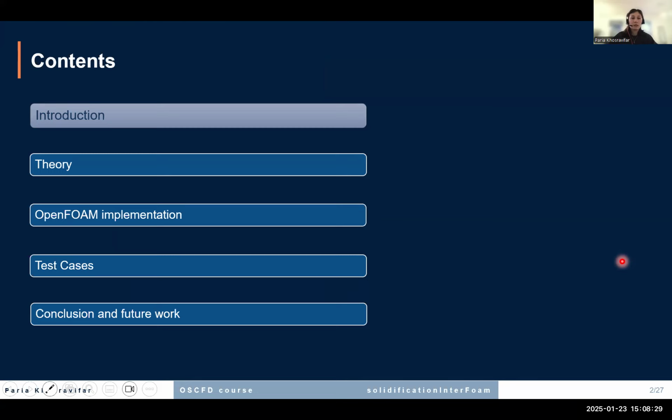Firstly, I will give an introduction about solidification and the motivation behind this project. Then I will show the theory behind this implementation. Then I will show the implementations that I applied to the solver in OpenFOAM. I will check my solver with a simple test case, and at the end, conclusion and future works.